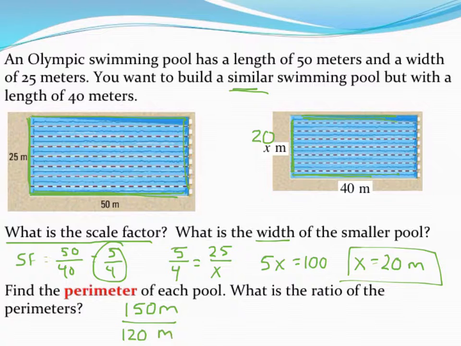Well, something very interesting happens when you simplify that fraction. It turns out that fraction, that ratio, also simplifies to 5/4. So it turns out that our scale factor and our perimeter ratios are always going to be the same thing. Let's take a look at how we can use that to solve a new type of problem.